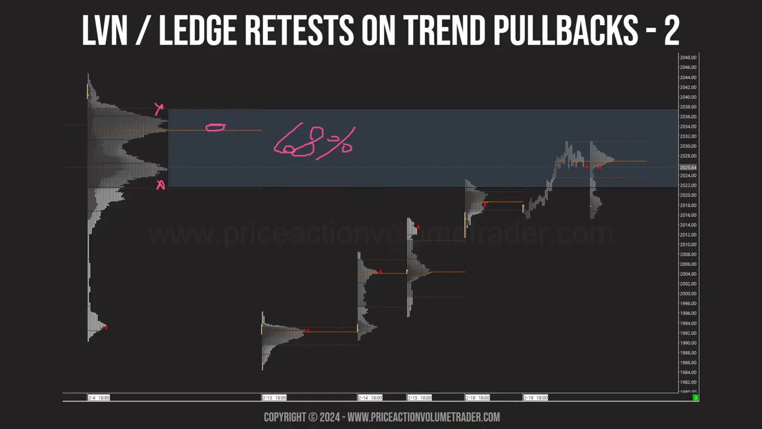And what I like to do is take the rectangle tool and put a whole rectangle in a different color, so I identify this entire value area, and then I'll be looking for an acceptance back in and continuation into this value area. As you can see, we're clearly coming up in an uptrend, so we're expecting higher highs and higher lows. And so how can we get in now that we've identified this value area, and how do we use the ledges of this?